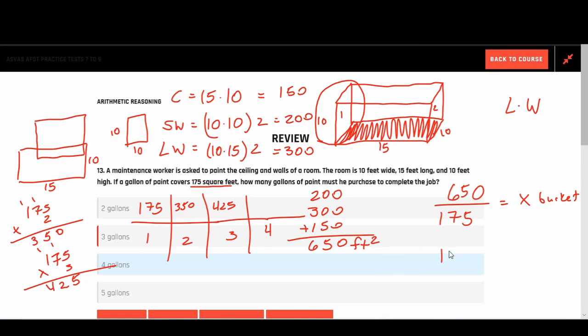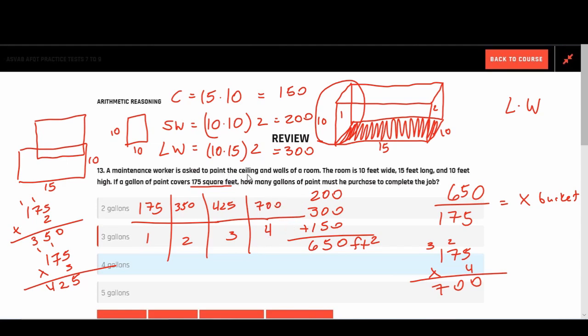Let's do 175 times 4. 5 times 4 is 20, carry the 2. 7 times 4 is 28, 29, 30, carry the 3. 4 times 1 is 4, plus 3 is 7. So 4 gallons of paint covers 700 square feet.